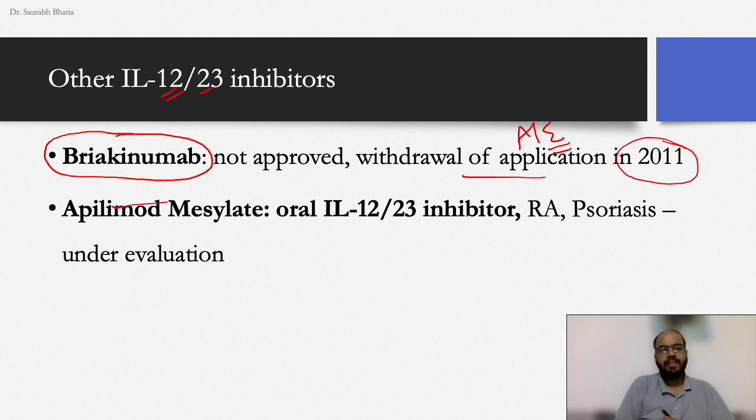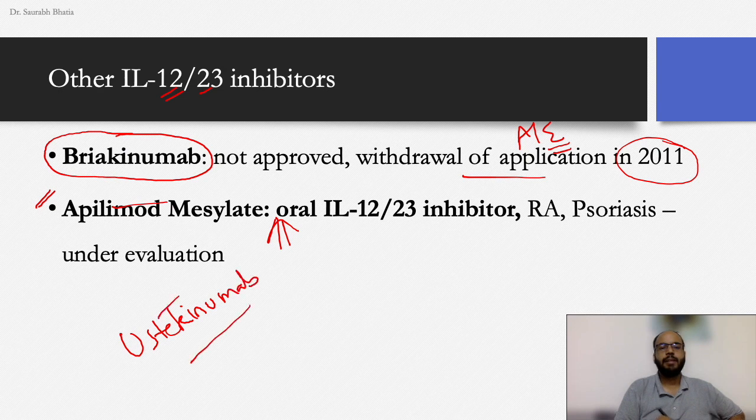Apilimod mesylate is another IL-12/23 inhibitor which is under evaluation for rheumatoid arthritis and psoriasis. The important part is that it's an oral interleukin 12 and 23 inhibitor. So it's a good quiz question. Apilimod mesylate is an oral IL-12/23 inhibitor which is under evaluation in rheumatoid arthritis and psoriasis. But as of now, ustekinumab is the only interleukin 12/23 combined inhibitor. Clear?